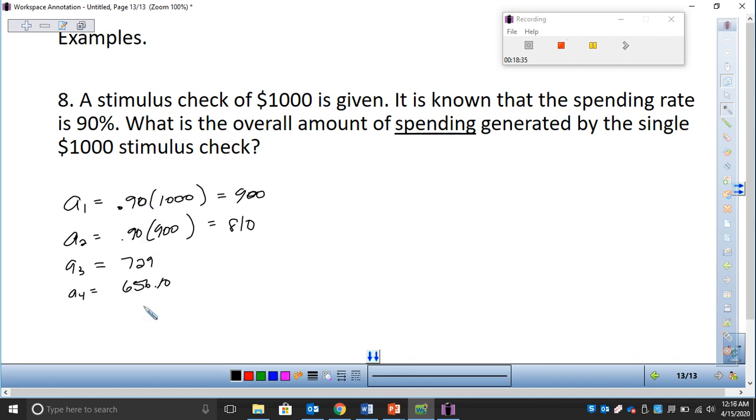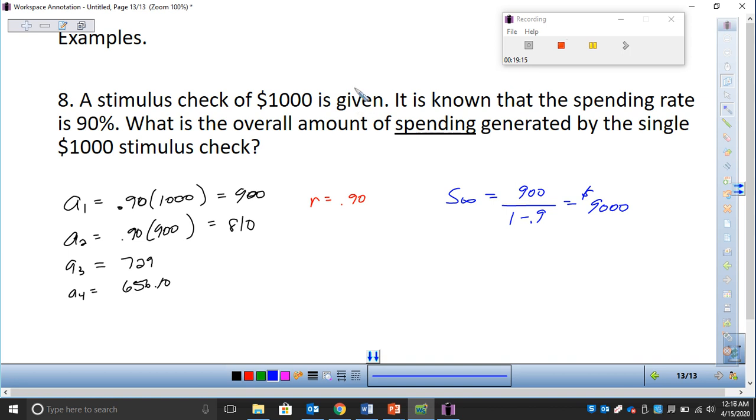So this, again, going on forever, turns into an infinite geometric series. We have our first term. Now we just need our ratio. Our ratio is going to be that 90%. Again, the key to a problem like this is that the first term is not the $1,000, it is the $900. So plug this into our formula. We have S sub infinity equals 900 divided by 1 minus 0.9, and that's going to equal $9,000.